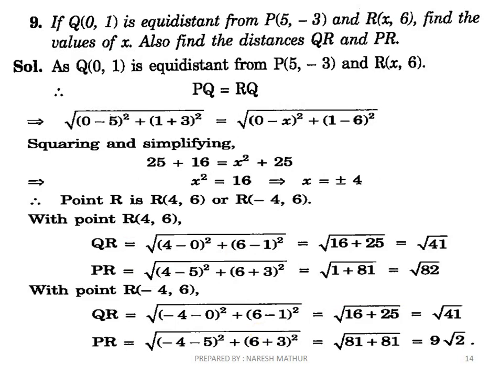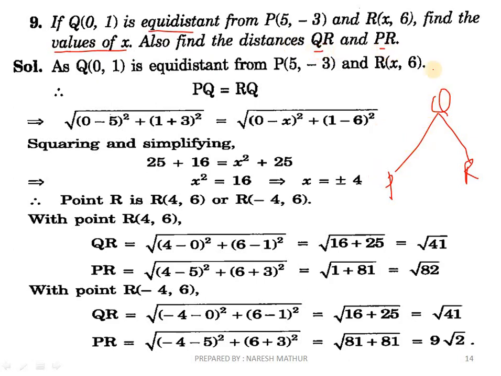The next question is again on the equidistance concept. So if Q is equidistant from P and R, find the values of x. Values of x means if x has more than one value, then we have to find all the possible values. Also find the distances QR and PR.